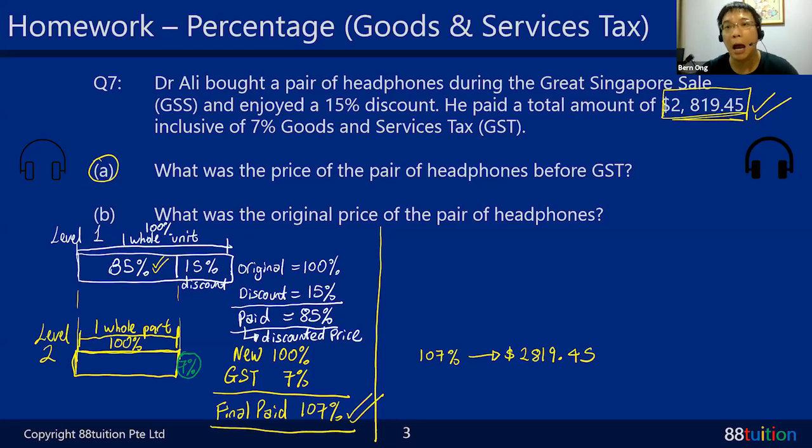And now it's the 107% that is inclusive of GST.